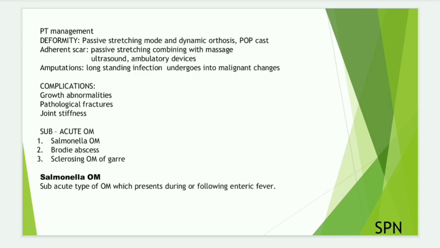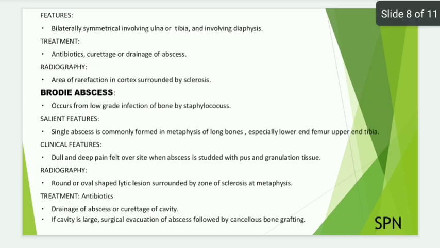When it comes into subacute osteomyelitis, it is divided into three: salmonella osteomyelitis, Brodie's abscess, sclerosing osteomyelitis of Garre. Your salmonella osteomyelitis, it is subacute type of osteomyelitis which presents during or following your fever, which means enteric fever. And the features are your bilaterally symmetrical, involving your ulna or tibia bone, and involving your diaphysis bone also. And the treatment, you can use antibiotics, curettage or the drainage of your abscess. Radiographically, we can see the area of rarefaction in cortex bone which is surrounded by your sclerosis.